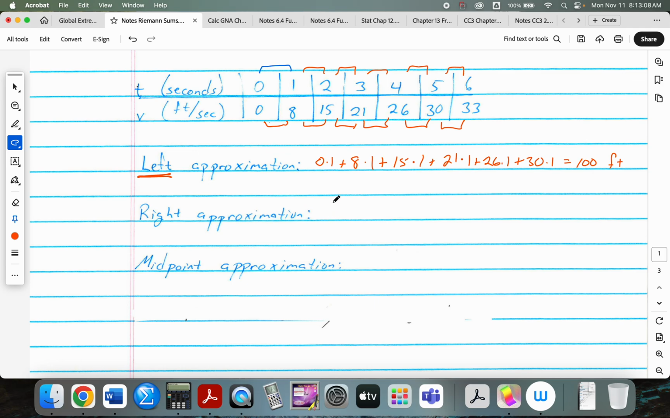The right approximation, we're going to assume that it's traveling 8 feet per second for that first second, and then 15 feet per second for the next second, 21 for the next, 26 for the next, 30 for the next, and 33 for the last. So that's going to be 133 feet.